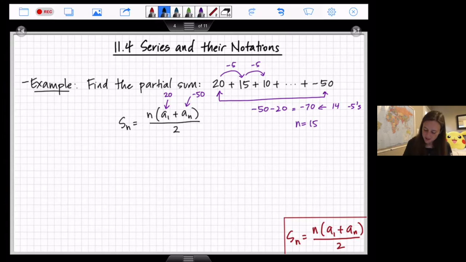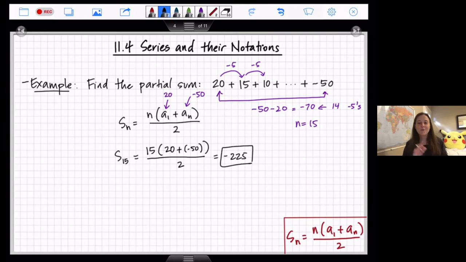So let's plug this in. We're on S sub 15. 15 times 20 plus a negative 50, all divided by 2. And we'll go to the calculator to see what that is. And I get negative 225. And again, if we were feeling very thorough, we could go list out all the numbers in that sequence and add them up and get negative 225.